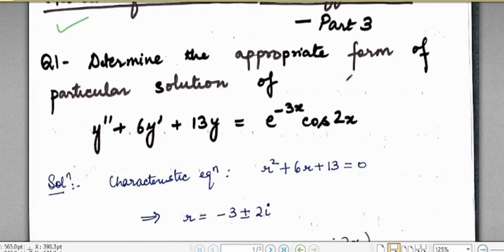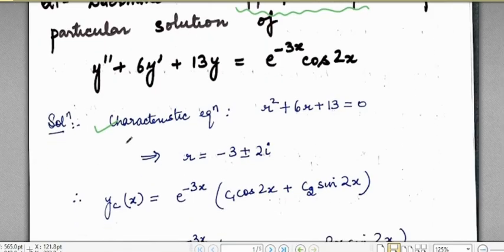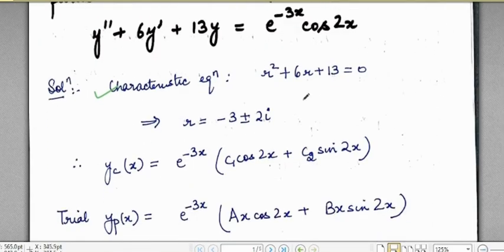The first question is: determine the appropriate form of the particular solution. This question is only expecting you to set up the trial YP without really going into calculating the undetermined coefficients. So look at this. The differential equation given to us is y double dash plus 6y dash plus 13y equal to this. So quickly we'll find out yc first. The characteristic equation is r square plus 6r plus 13 equal to 0, which on solving gives us this.